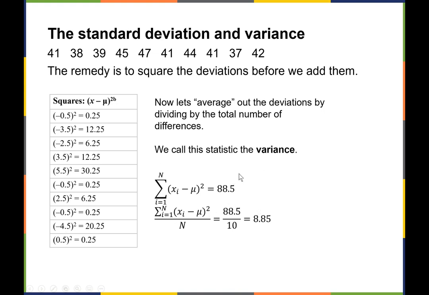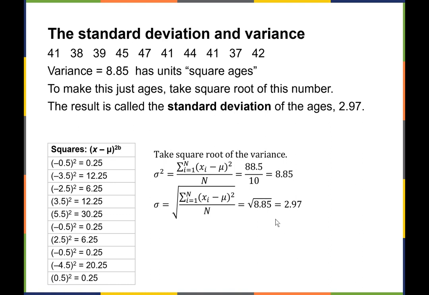So here's our sigma notation. What I did was take each data point minus the mean, squared, and add them all up, and we get 88.5. To make it an average, we're going to divide by the total number of values in the data set. There were 10, so the average is 8.85. All right? So the variance is 8.85.